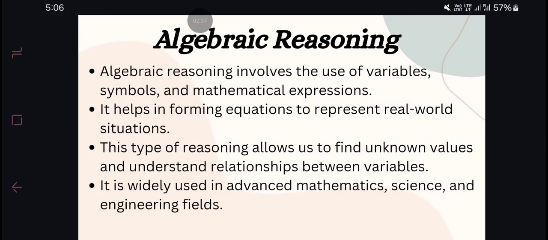Next is algebraic reasoning. So algebraic reasoning involves using variables, symbols and equations to solve a problem. It helps us represent a real world situation mathematically and also to find unknown values. For example, solving an equation like 2x + 5 = 15 is a part of algebraic reasoning. It is widely used in higher mathematics, science and engineering. Algebraic reasoning also helps us understand patterns and relationships between different quantities.